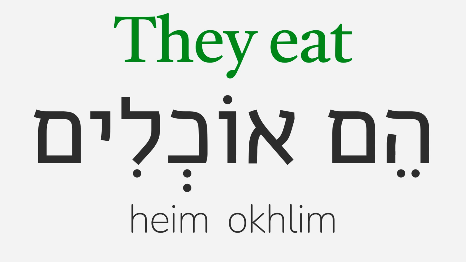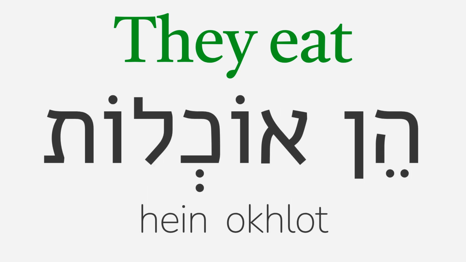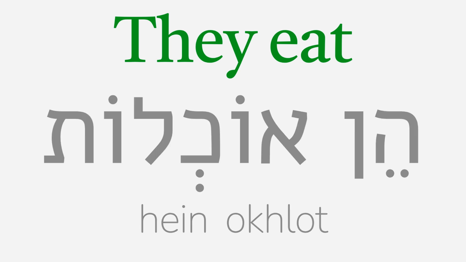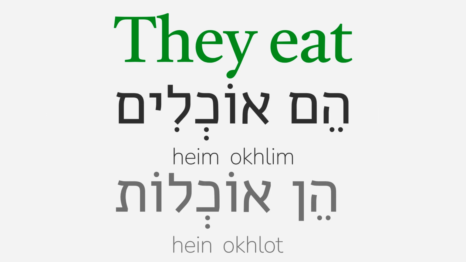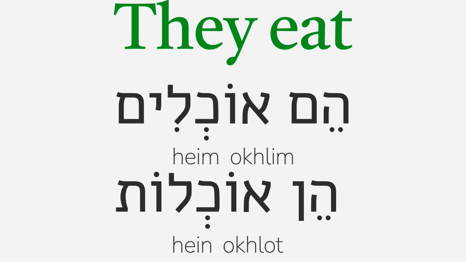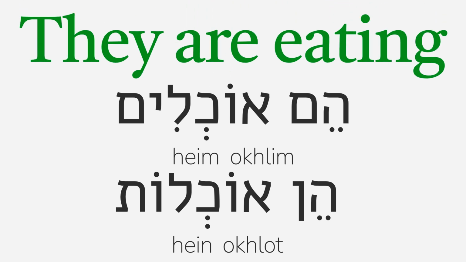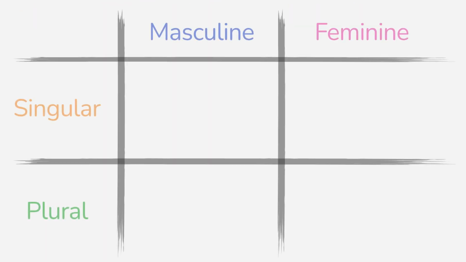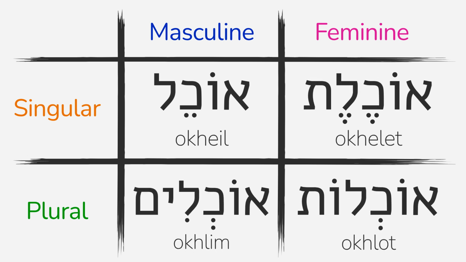So they eat is either hem ochlim, with the words they and eat in masculine form, or hen ochlot, with both words in feminine form. And again, hem ochlim and hen ochlot can also be translated as they are eating. So those are the four forms of a regular verb in the present tense.